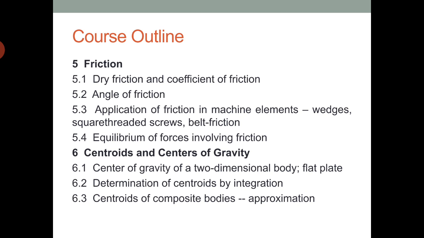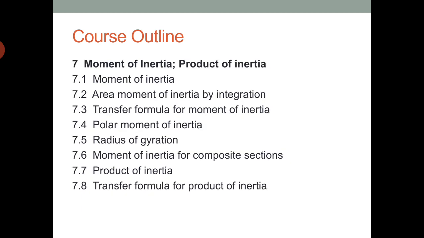So, under nito, center of gravity of a two-dimensional body, flat plate, determination of centroids by integration, centroids of composite bodies, approximation. Then we have the moment of inertia, product of inertia. So we have under it moment of inertia, area moment of inertia by integration, transfer formula for moment of inertia, polar moment of inertia, radius of gyration, moment of inertia for composite sections, product of inertia, transfer formula for product of inertia.